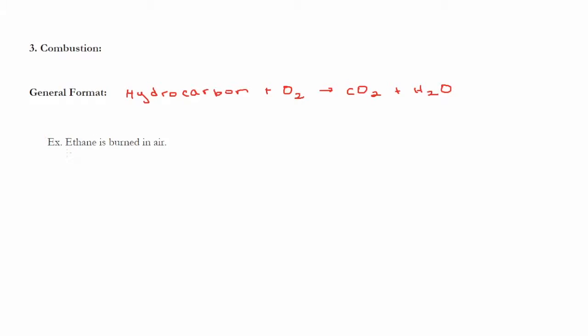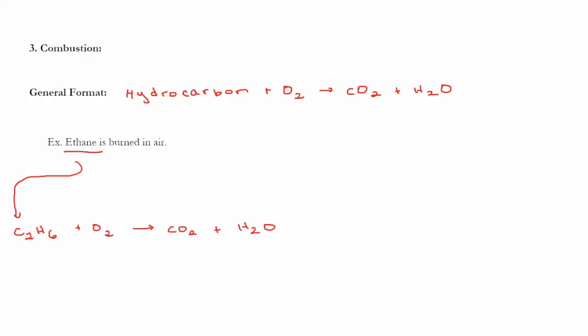So ethane, you need to look up the formula for ethane. When you do, you find that it's C2H6. So that is my hydrocarbon. It's going to react with oxygen, and it's going to form carbon dioxide and water. Now the only tricky thing about a combustion reaction is the balancing. So I always balance my C's, then my H's, and then my O's.